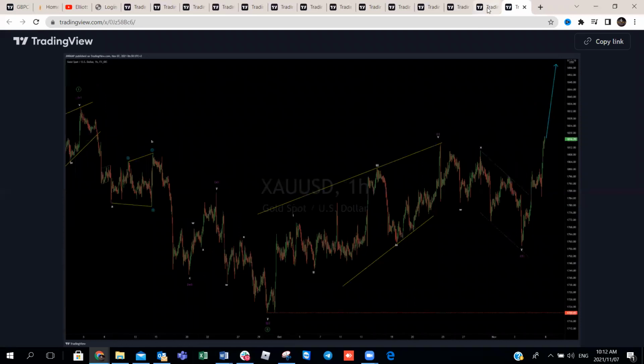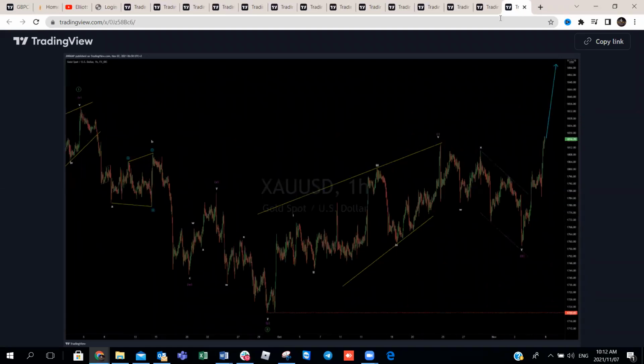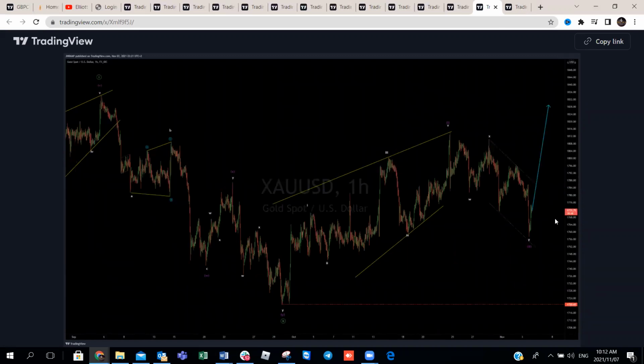So focusing from the bottom, and this is how it's playing out. You can see from around 1771 to 1816, that's almost a $50 move on gold. We're still expecting gold to continue pushing through the upside. As you can see, this is only a leading diagonal, a pullback, and we're looking for gold to continue pushing to the upside in that purple wave 3.